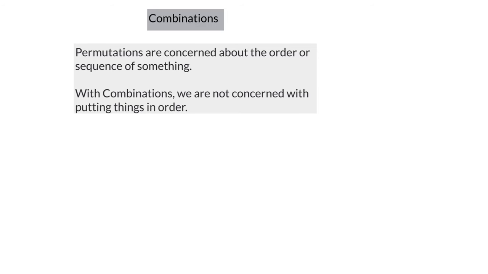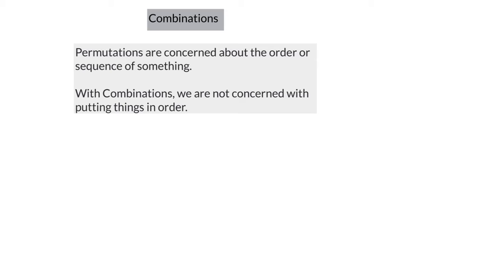We look at combinations now. Combinations are very similar to permutations, except for permutations, order is important. So with permutations, we're concerned about the order or sequence of something or objects we're talking about. With combinations, we're not concerned with putting things in order.